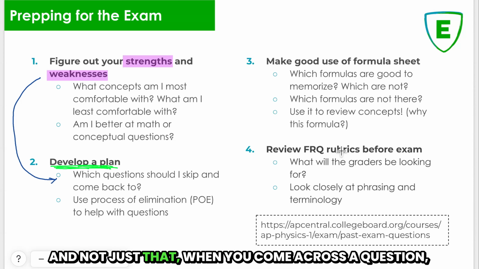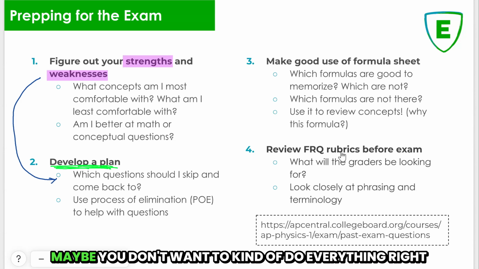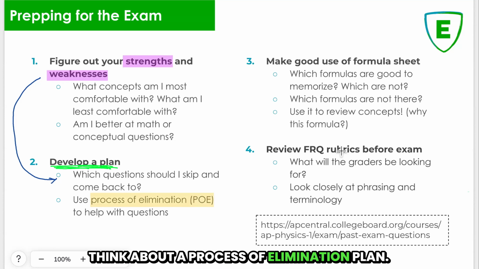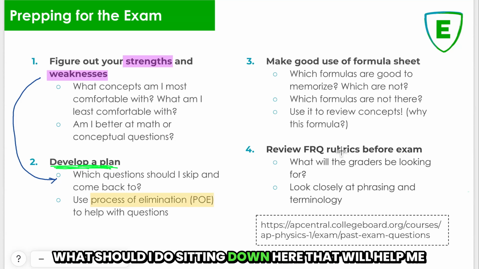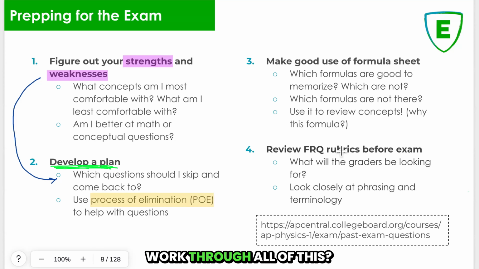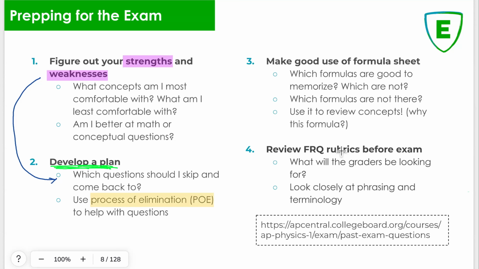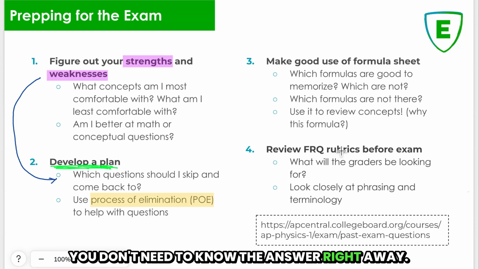And not just that, when you come across a question, maybe you don't want to do everything right away. Think about a process of elimination plan. What should I do sitting down here that will help me work through all of this? Okay. Or what can I eliminate? You don't need to know the answer right away.